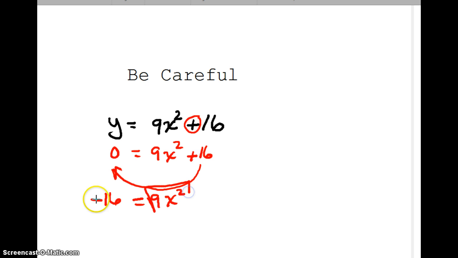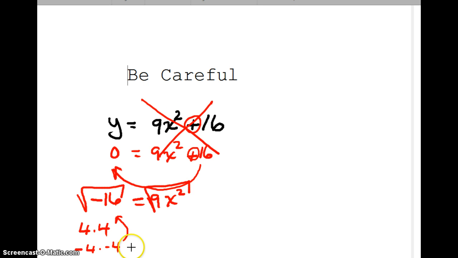Take the square root of this and the square root of that. Do we have a square root of a negative number? What times itself will give me negative 16? Well, that certainly won't work. And negative 4 times negative 4 certainly won't give me negative 16. So be very careful here. If this says plus, you cannot use this method.